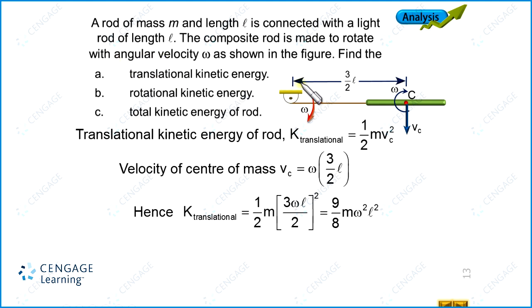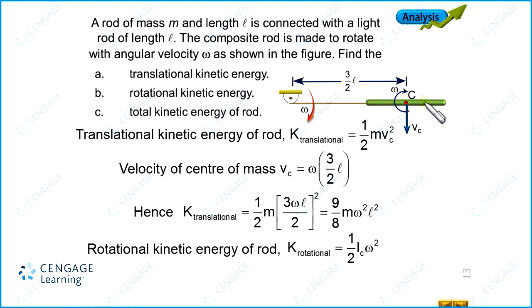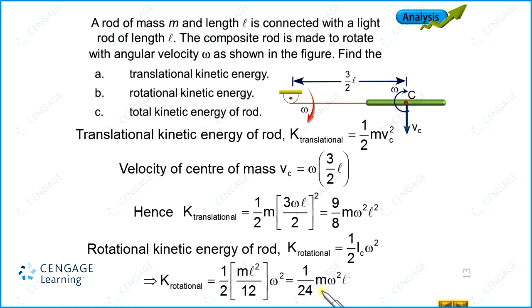Now we have solved the first part. Now we can write the rotational kinetic energy, equal to half Ic omega square, where Ic is the moment of inertia about the center of mass. You know the moment of inertia of a rod about its center of mass is m L square by 12. So we can write 1 by 2 multiplied by m L square by 12 multiplied by omega square, which is 1 by 24 m omega square L square. Now we have solved the second part, the B part.